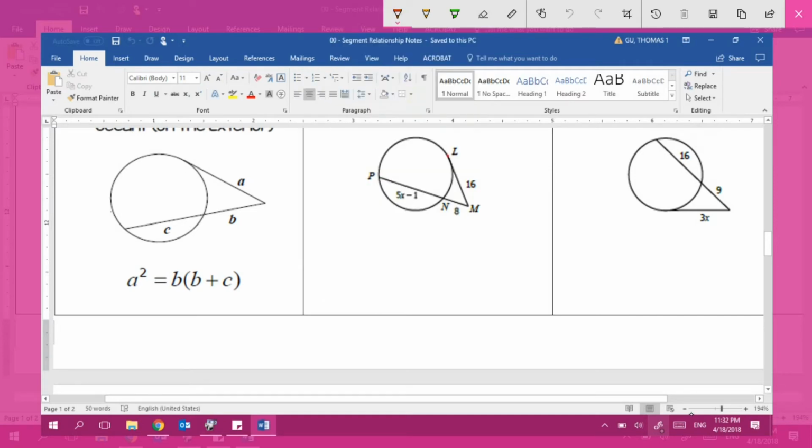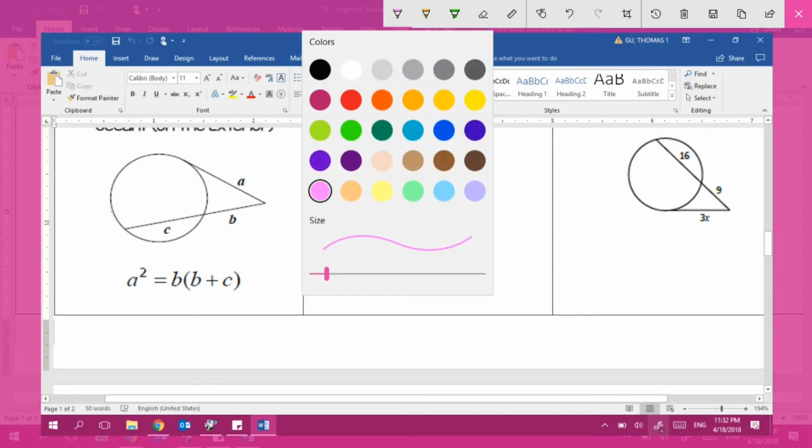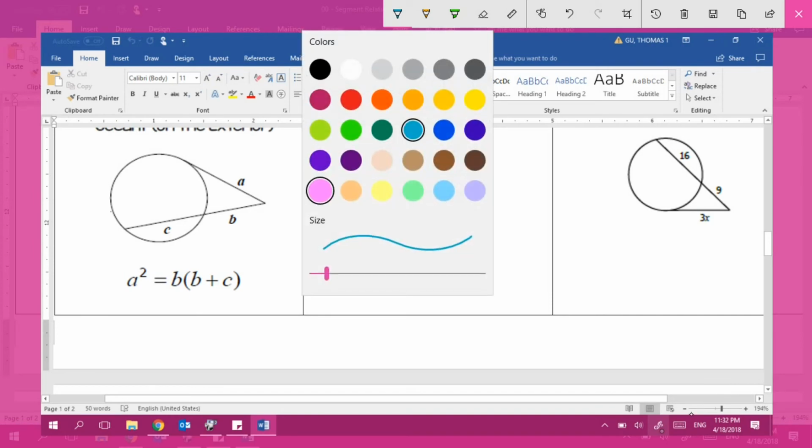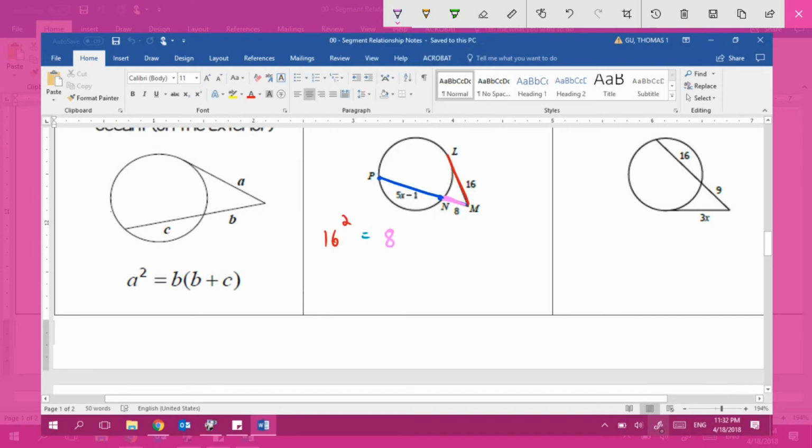My tangent is right here, LM, because that's only intersecting at 1 point. All right, and then on my other line, I've got this whole thing. That's a secant because it's intersecting at 2 points. But the outside portion of the secant is this 8 right here. And so the rule is we're going to take the tangent, which is 16. We're going to square that. And that equals the outside portion of my secant, which is 8, times, then we just add those two segments together. So 8 + 5x - 1.